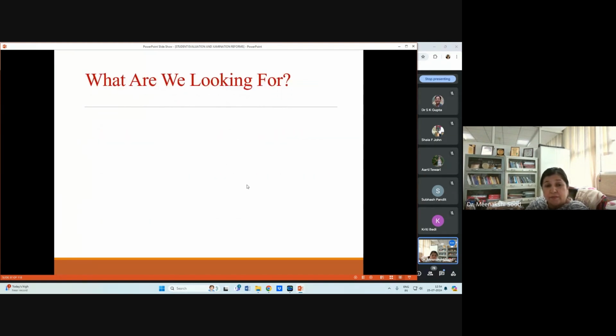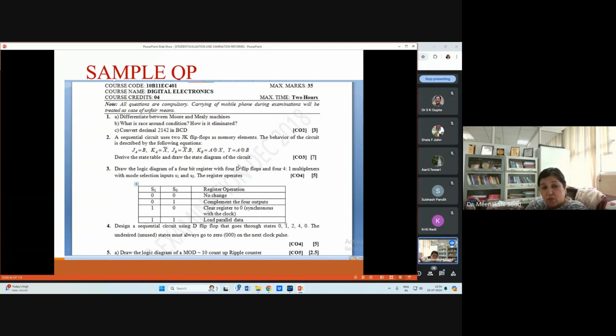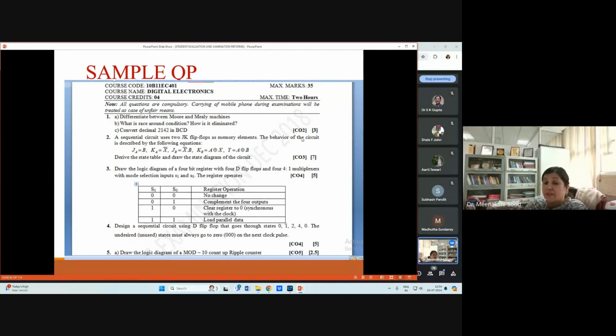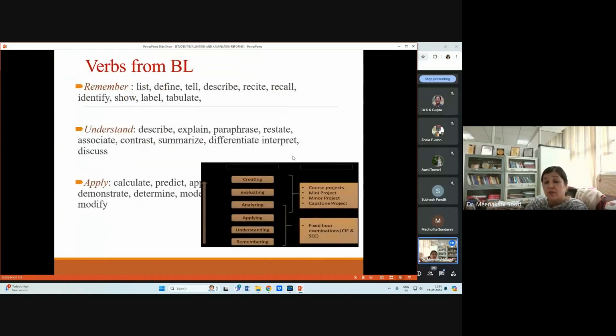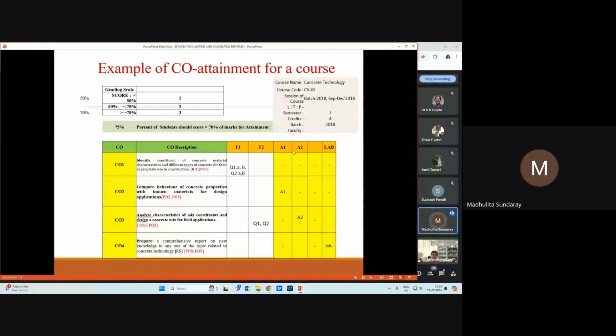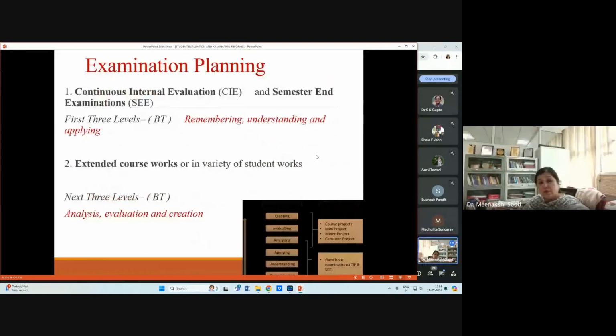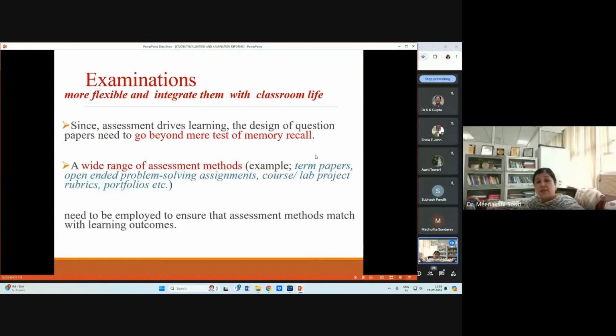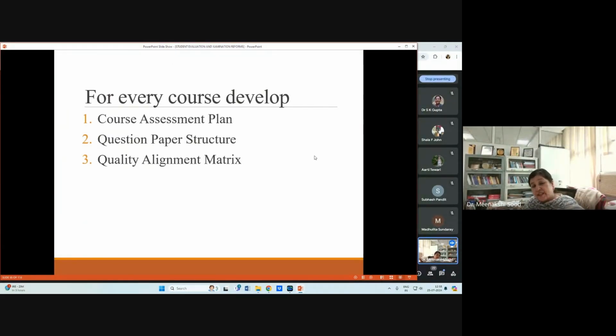I'll show you one example. First I'll show you the sample question paper. Whatever question you are writing, we give the marks also, but here we mention the course outcome also, which outcome you want to evaluate. And along with it, you can write the Bloom's level also, that if this is the course outcome second, then which Bloom's level I want to evaluate. So these three things mainly: course assessment plan, question paper structure, and quality alignment.